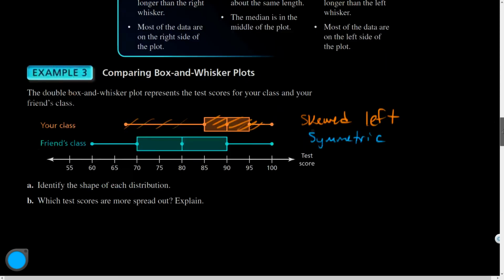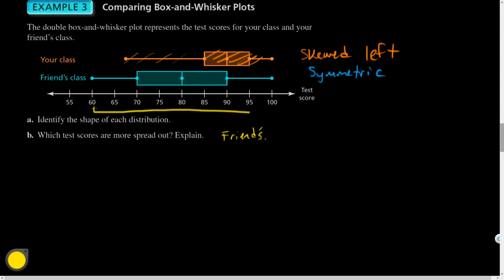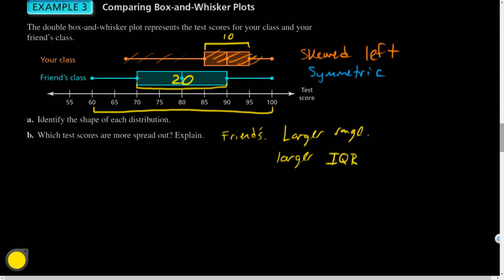Here's an interesting question. Which test scores are more spread out? And how would you justify that? Their highest and lowest are farther apart, so it has a larger range. Another way I could say it is, notice the interquartile range for our friend's class is 20, and our class has an interquartile range of 10. So it also has a larger interquartile range, IQR.